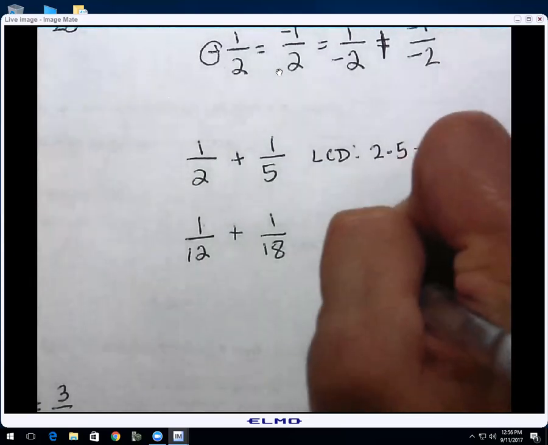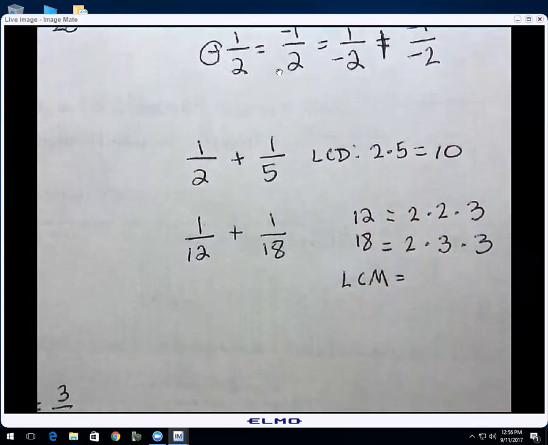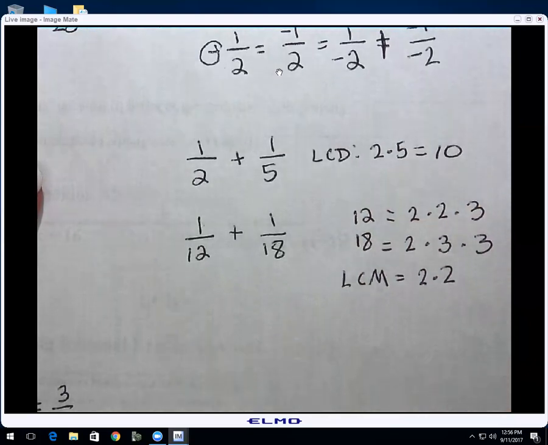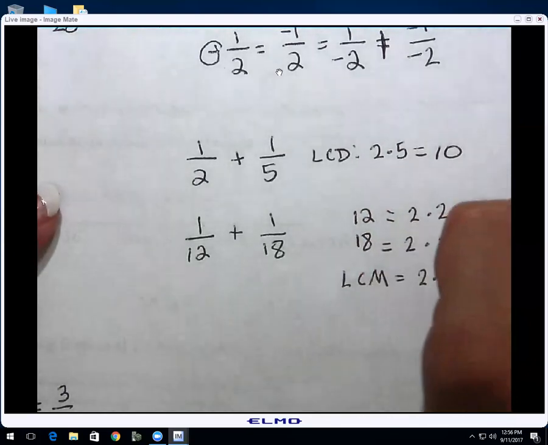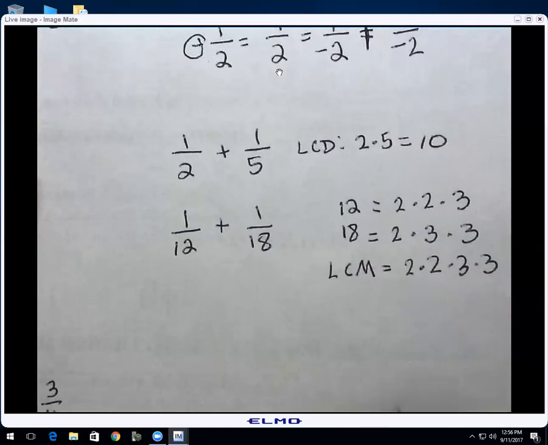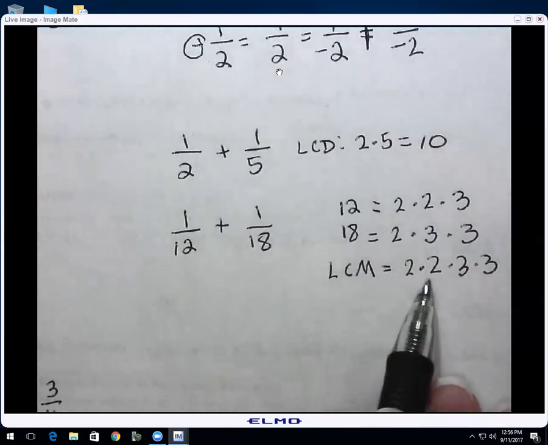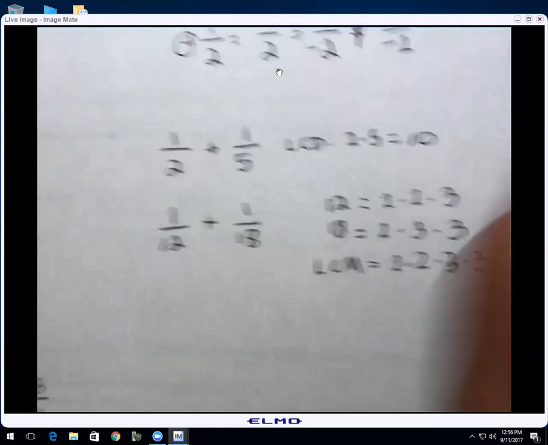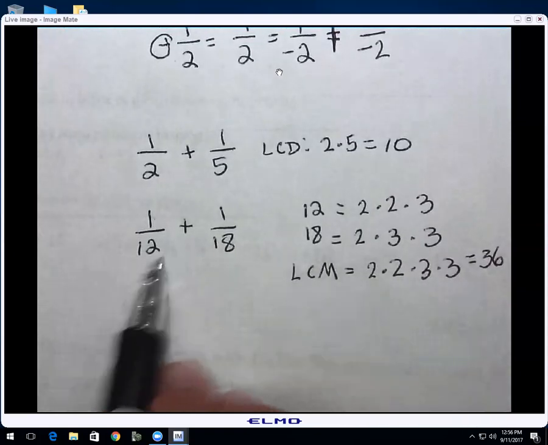And then how did we find the LCM using those prime factorizations? The most 2s that either one has, and the most 3s that either one has. If one of them had a 5, I'd have to put that 5 in the LCM. But the most 2s that either one has is 2 2s. The most 3s that either one has is 2 3s. So the LCM is 2 times 2 is 4, times 3 is 12, times another 3 is 36. 36 is the smallest thing 12 and 18 will both go into.